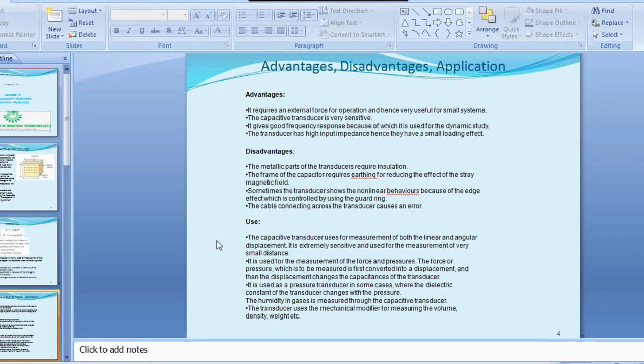This is another use: humidity is also measured through capacitive transducers. This transducer uses the mechanical modifier for measuring volume, density, weight, and so many applications, so many uses for capacitive transducers. You can measure pressure, force, accelerations, whatever. So these are the basic advantages, disadvantages, and uses of the capacitive transducers.